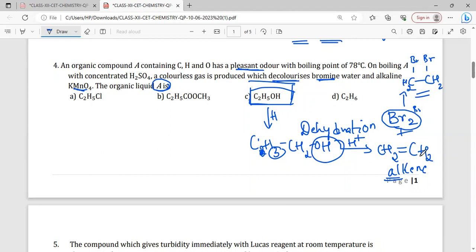So alkene, how did you get alkene? Alkene will be produced only by adding acid to the alcohol, right? So obviously it should be alcohol. And they've also given this hint that alkaline KMnO4 also decolorizes. Yes, and that happens only with this, right? So the option is C, C2H5OH.